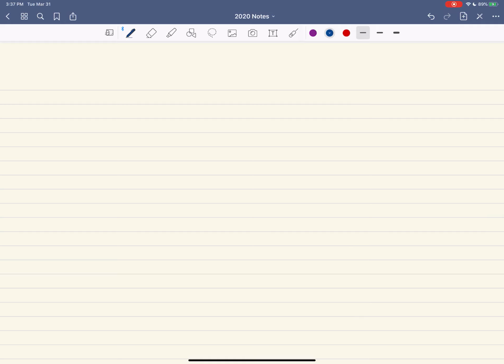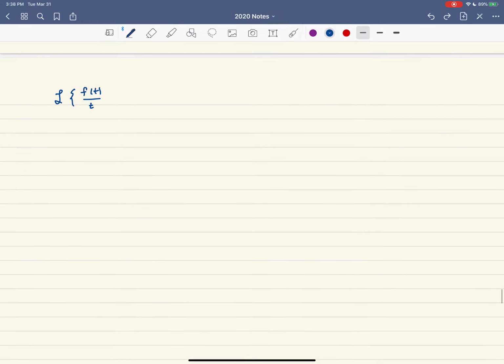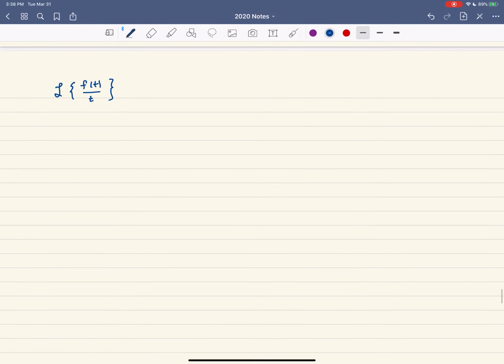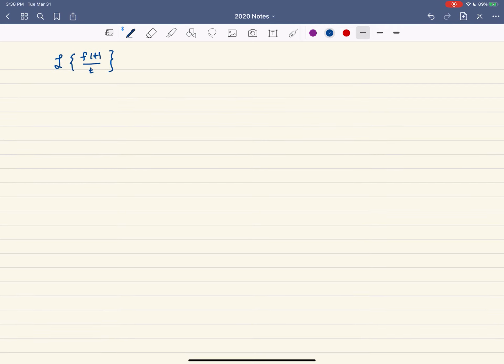One last rule that I want to show you, one last transformation, involves looking at the Laplace transform of f of t over t. Just like before, it's going to be easiest if we evaluate this in the reverse order. I'm not going to explain how people first discovered this, but I want to give you a proof. And so what I want to do is look at the following quantity.